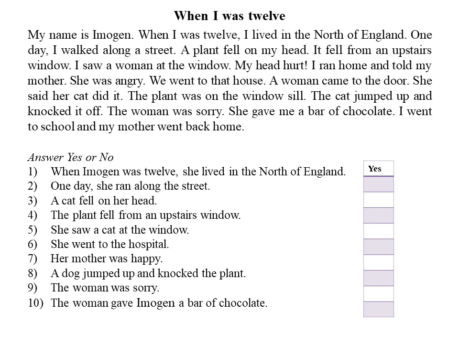9. The woman was sorry. 10. The woman gave Imogen a bar of chocolate. Read the sentences again. Think whether the sentences are correct or not. Then write down your answers in the spaces.